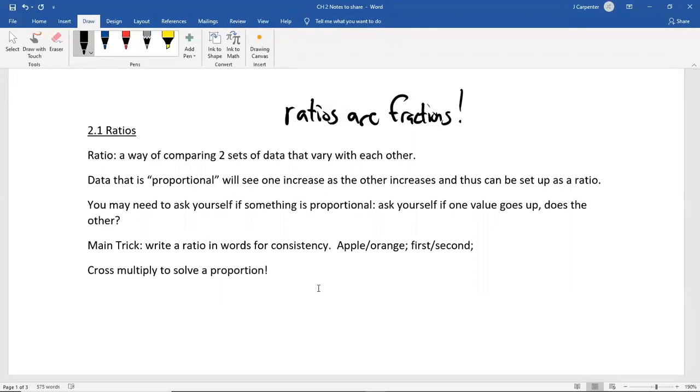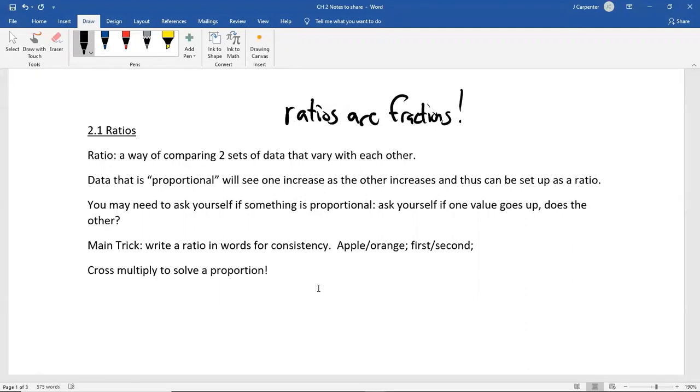So when something follows a ratio, it means that if one of these values is going to go up, the other has to go up as well. And they're going to go up in a similar fashion. It's not one of them goes up by 1 and the other goes up by 5, and then the next time the first one goes up by 2 and the second one goes up by 3. That wouldn't be a proportional relationship using ratios.